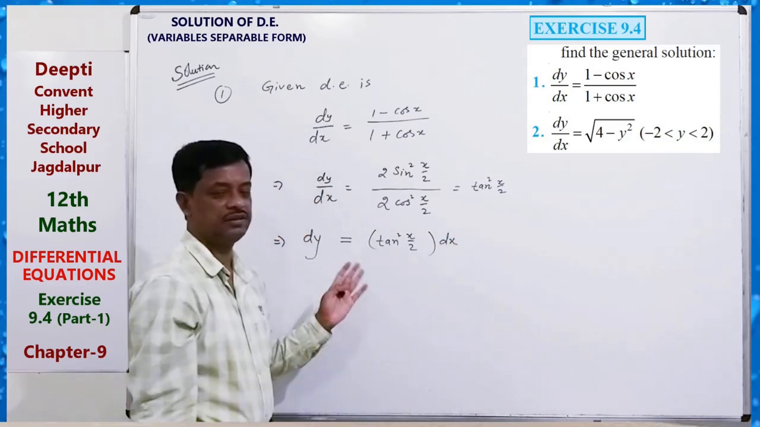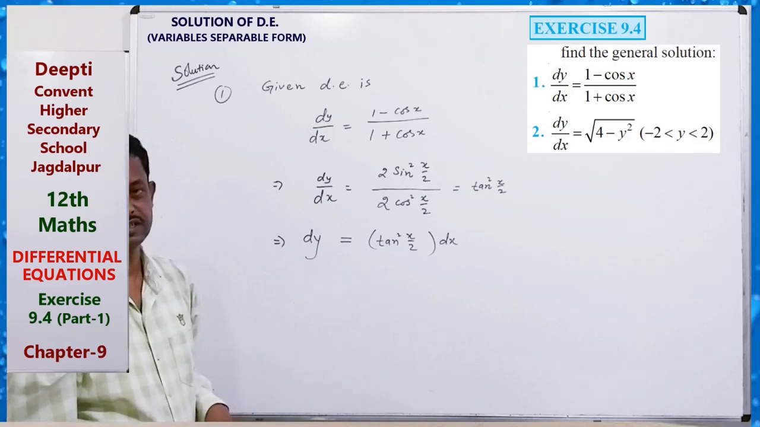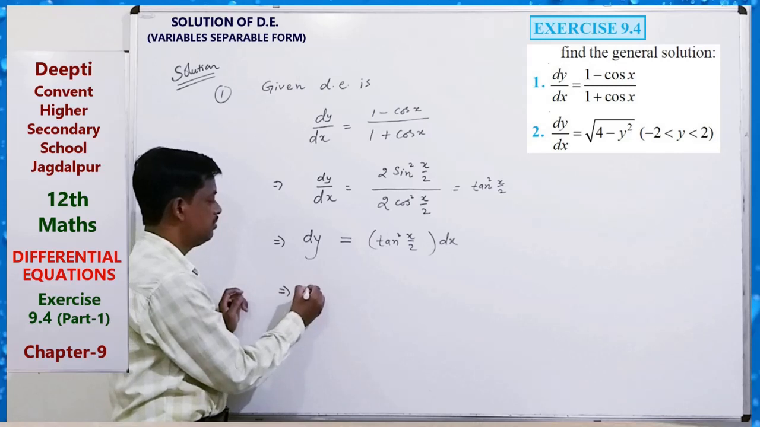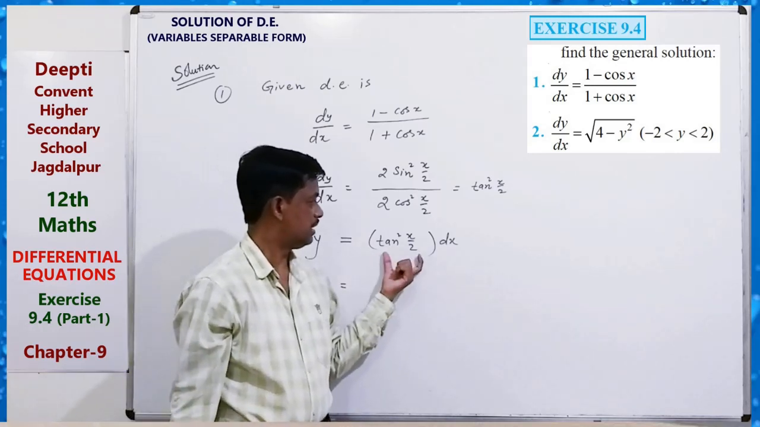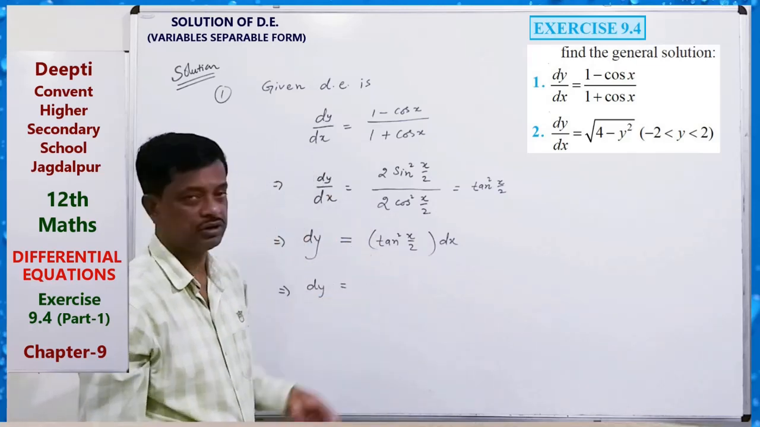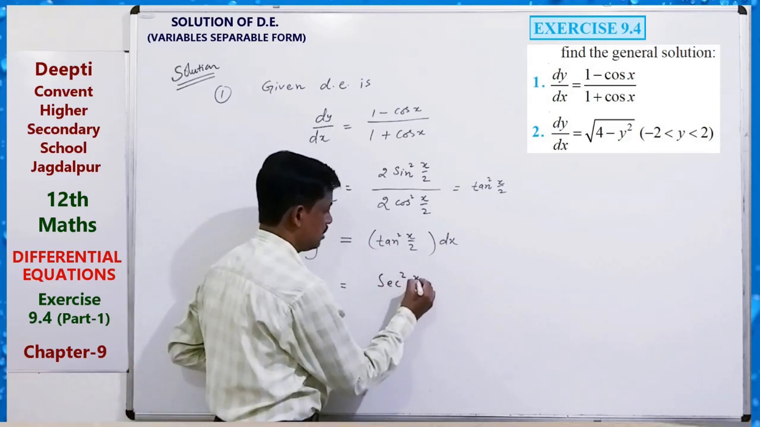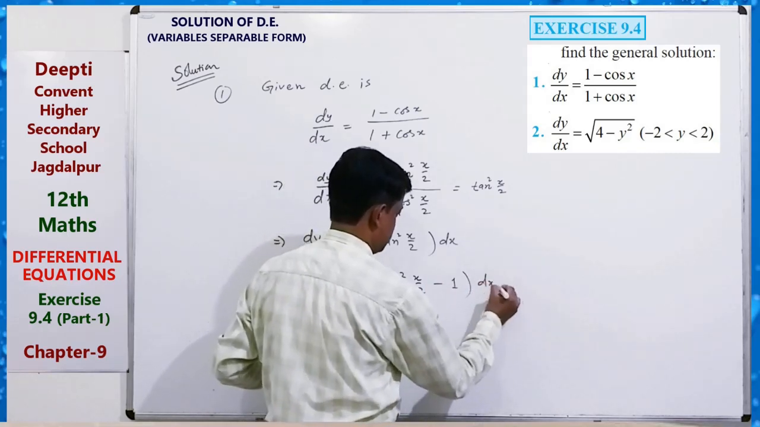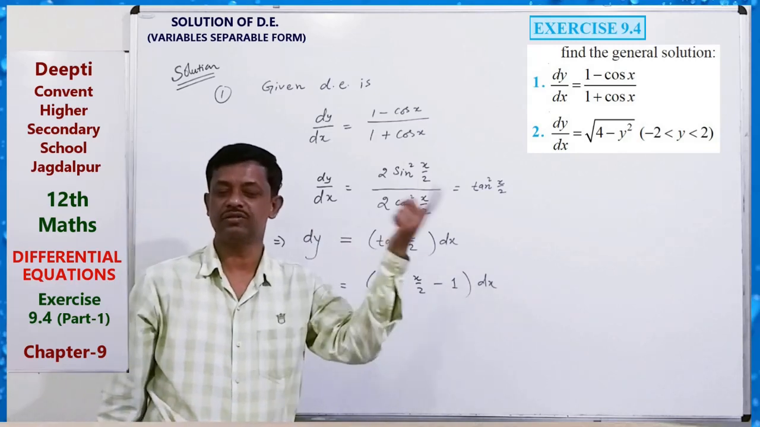Now we can integrate on both sides and find the value of y. Here we know tan square equals sec square minus 1, since 1 plus tan square x equals sec square x. So we can write it as sec square x by 2 minus 1 dx. Now we can integrate it very easily, because the integration of sec square x equals tan x.